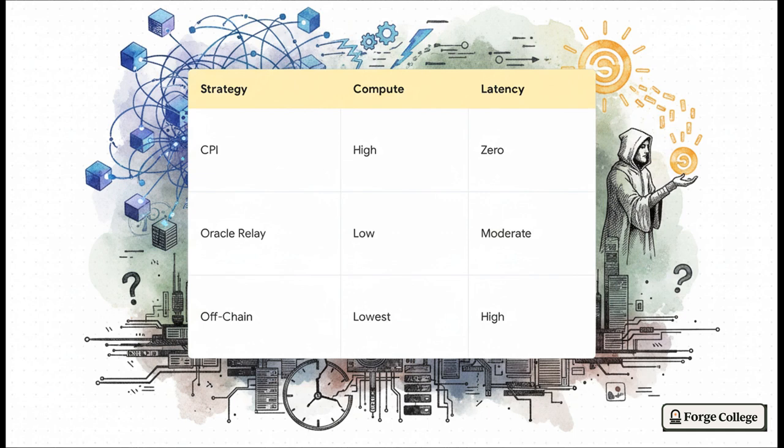First up, Cross-Program Invocations, or CPIs. These cost you a bit more in compute because everything is happening on-chain, but the payoff is zero latency. You get immediate synchronous data.